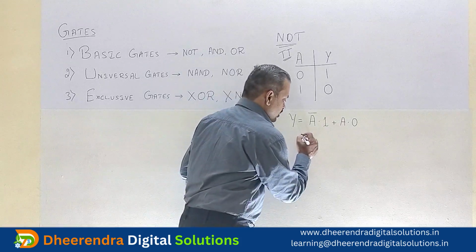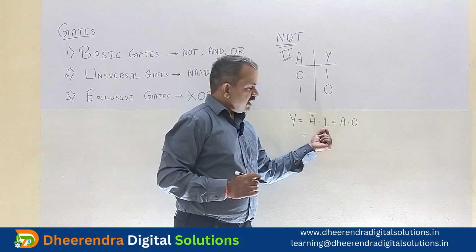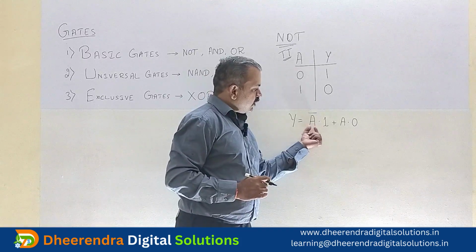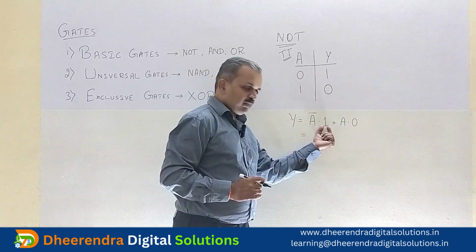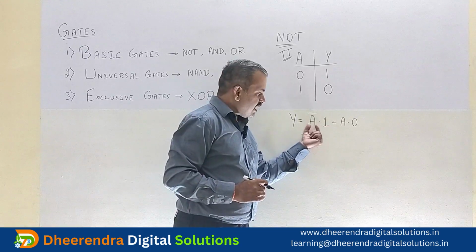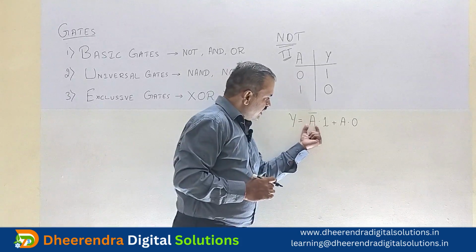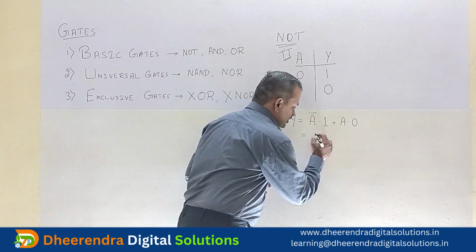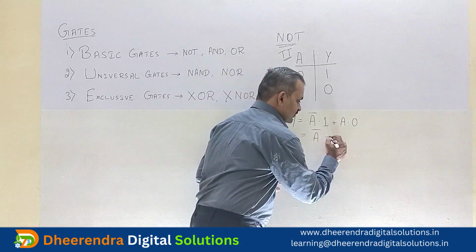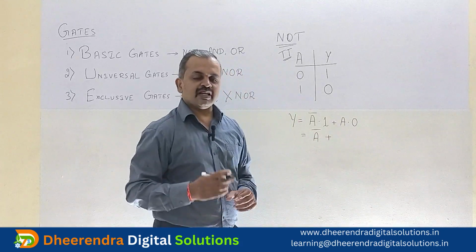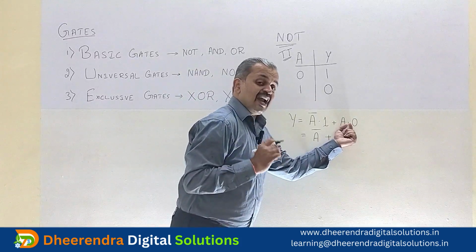Now, 1 is nothing but the true state. If this is true, whatever is the other variable, that is what we are going to get. If one part of the statement is true, then the output meaning will be dependent on the other part of the statement. That is why this entire term becomes A bar, plus. Plus indicates the OR operation, whereas dot indicates the AND operation.